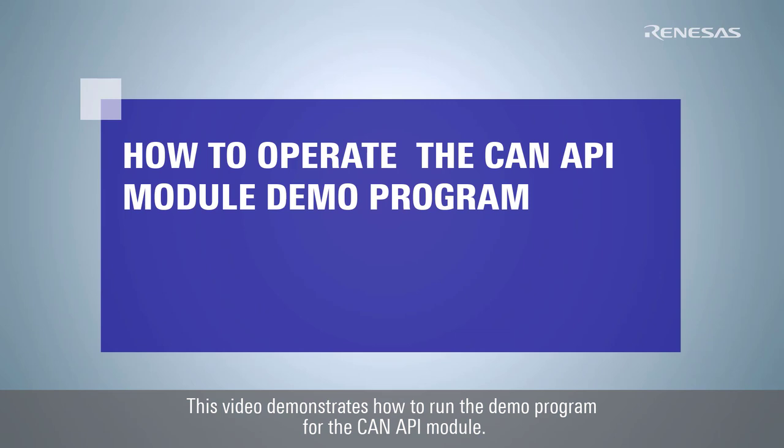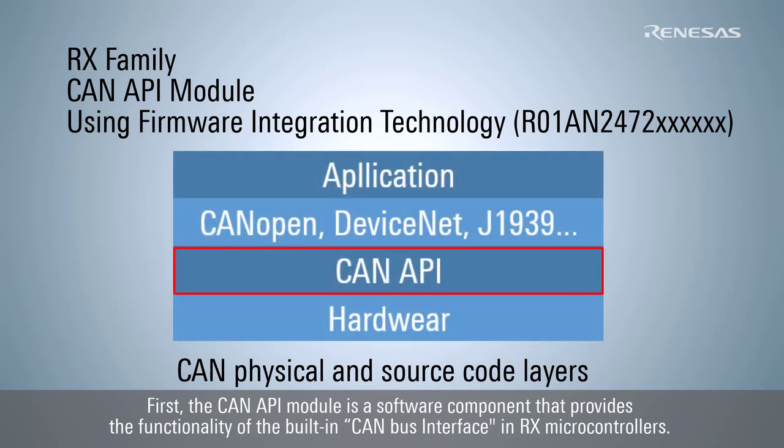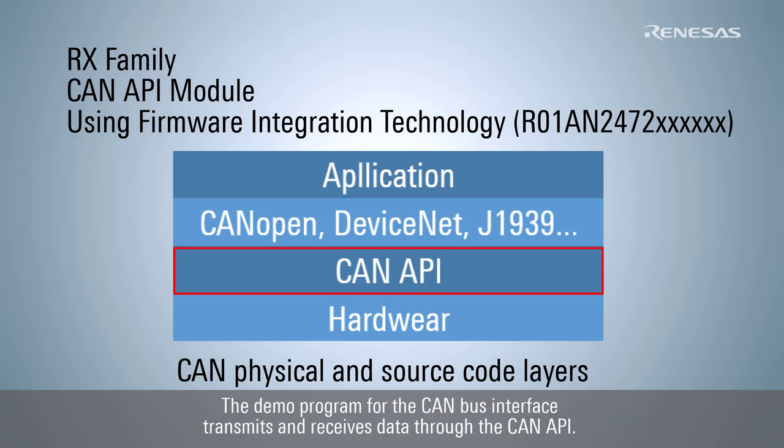This video demonstrates how to run the demo program for the CAN API module. First, the CAN API module is a software component that provides the functionality of the built-in CAN bus interface in RX microcontrollers. The demo program for the CAN bus interface transmits and receives data through the CAN API.